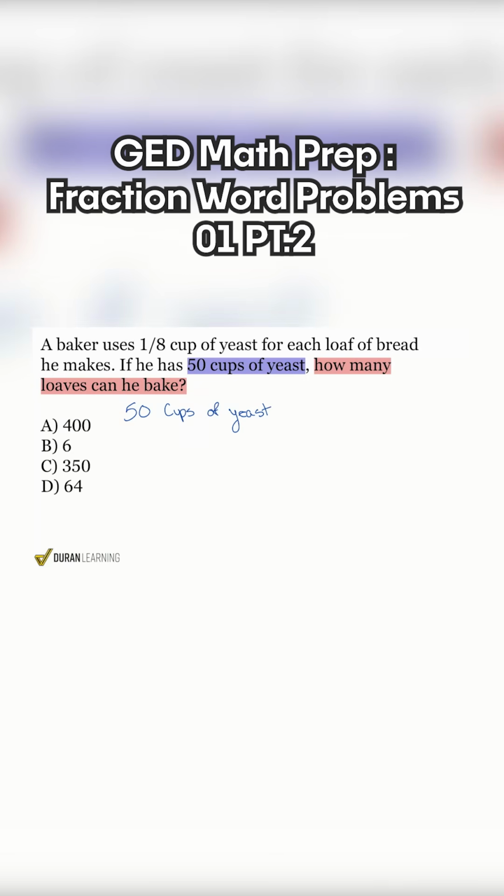We see here that it says a baker uses an eighth of a cup of yeast for each loaf of bread he makes. So let's really break this one down. We use 1/8 of a cup for each, which is the same thing as saying per, loaf of bread. So here's how we can interpret this, everybody. Are we given the number of loaves, or are we looking for the number of loaves? Yeah, we're looking for the number of loaves.